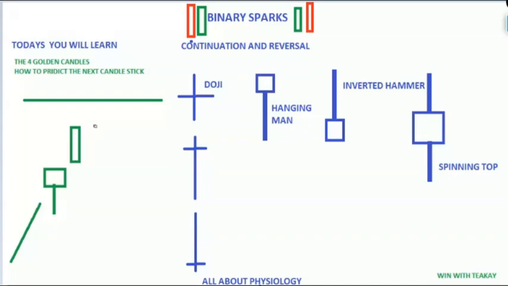We have a level over there, and then our hammer this time closes on the level. It now acts as a reversal candlestick. So what we can do on the next candle is sell. This is a 95% sure shot. We can sell on the next candle.